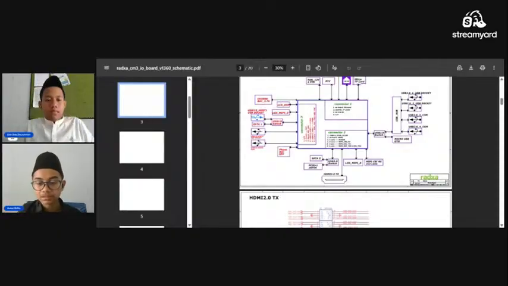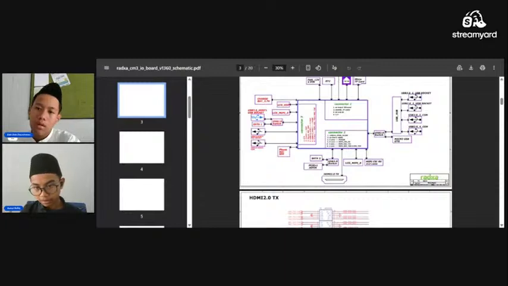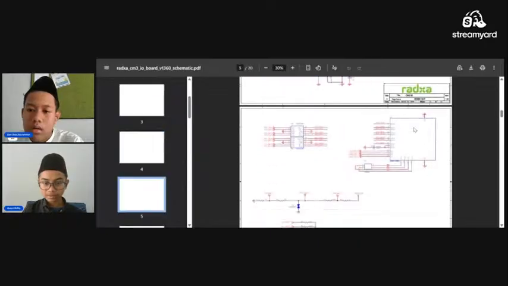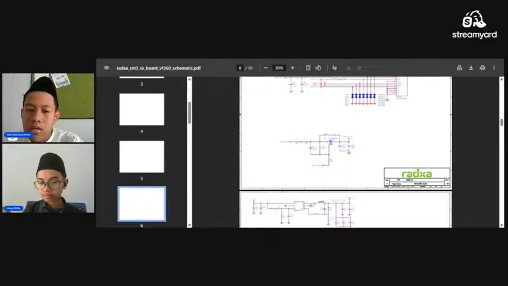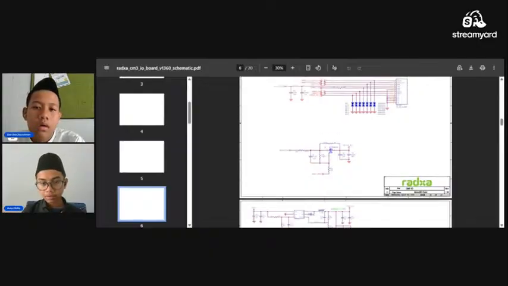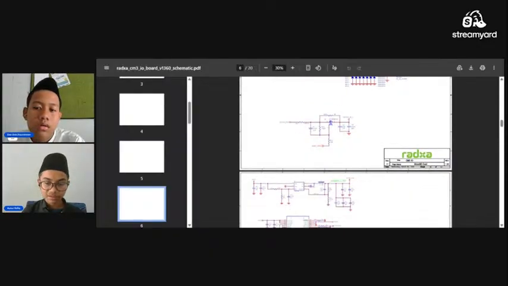Then there's also USB OTG. The USB OTG is different from the others because you can install an OS with OTG using RK DevTools. So you don't need a micro SD card if you don't want to, but if you need one, it's okay.